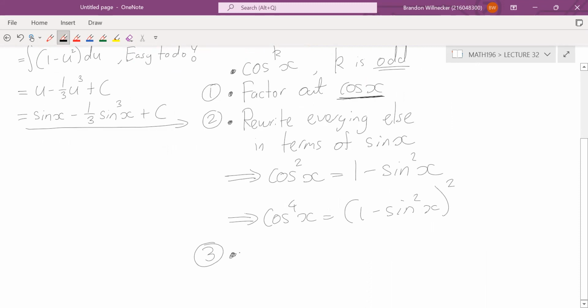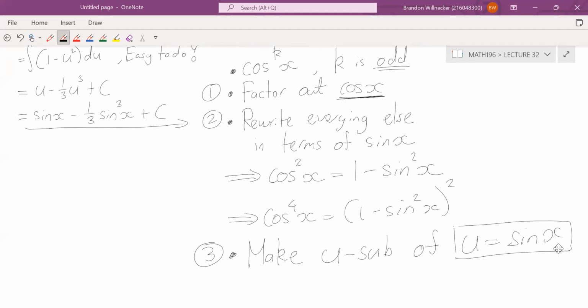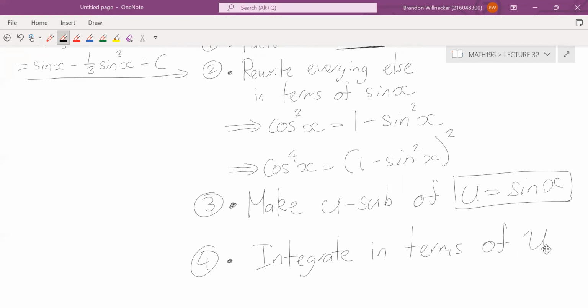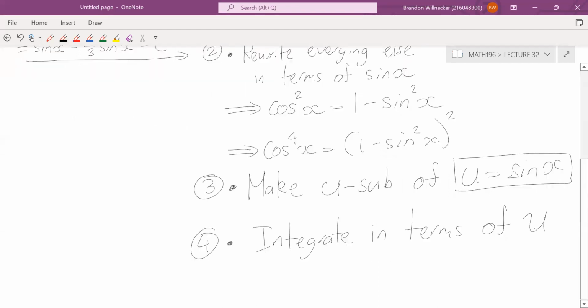Step 3, make the u substitution of u equals sine x. Okay, so we wrote everything else in terms of sine, so that tells us that our u substitution needs to be u equals sine x. Okay, step 4. Integrate in terms of u. Okay, so we've done the u substitution. Now we can do the integral in terms of u.